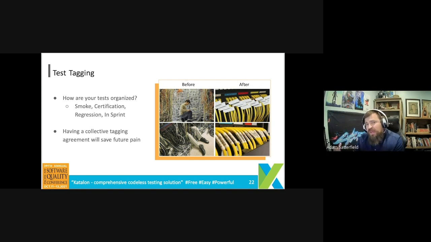But if you don't have those tagged, then you're oftentimes left with, what do I run, right? Without having to look into the individual test script to say, what was this supposed to be doing? Which takes a lot of time.